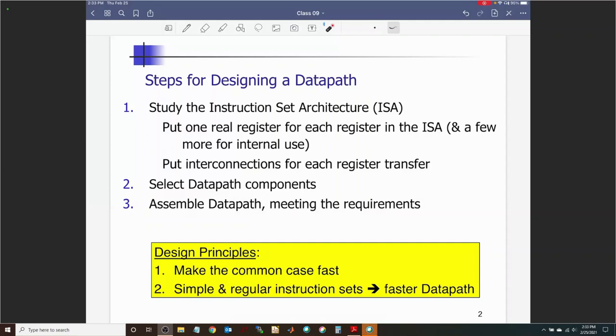And the general design principles that we are going to have to be aware of are a couple of them. Make the common case fast. So when you're putting things into hardware form, you're going to keenly observe what are the common instructions, and you're going to wire those up or connect those things, assemble the data path in order to make those common cases as fast as possible. The next one is we are going to stick with a simple and regular instruction set, which essentially leads to a faster data path.